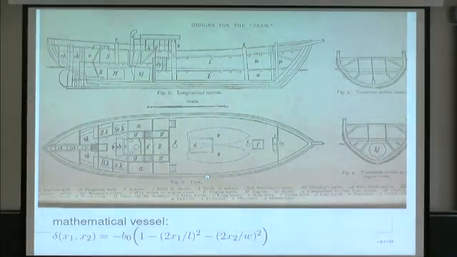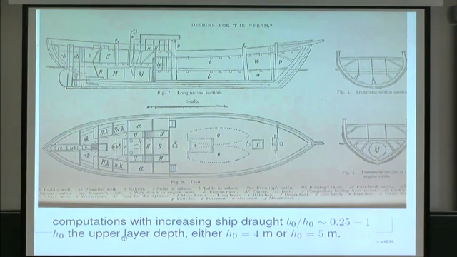So back to the Fram, and here is my model vessel. It's a quadratic function in x1 and x2. So L is the length of the ship, and W is the width of the ship. And important, when I do these computations, I play with this draft. This B naught is increased from a small value as far as I can until the model crashes. So I do the calculations from a small draft up to 1. So the upper layer depth is either 4 meters or 5 meters.